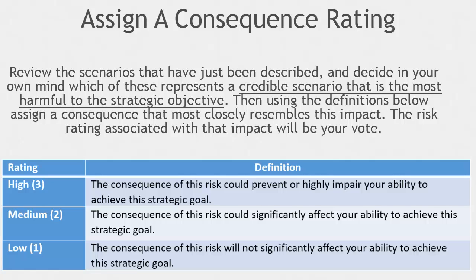So if you think the risk would have a high consequence, meaning the consequence of this risk could prevent or highly impair your ability to achieve this strategic goal, you would vote high. If you think the consequence of this risk could significantly affect your ability to achieve this strategic goal, you would vote medium. And if you think the consequence of this risk will not significantly affect your ability to achieve this strategic goal, you would vote low.